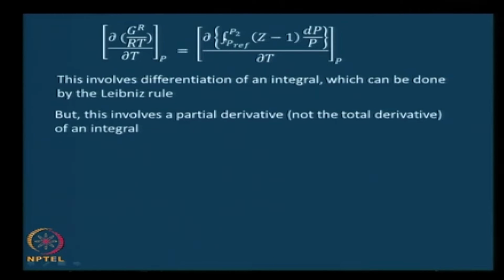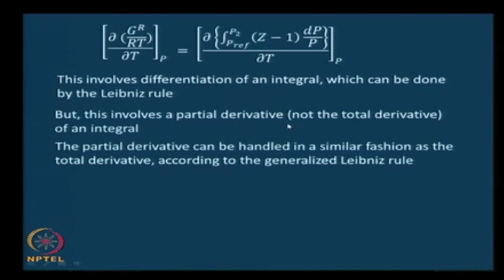If it had been the total derivative, whatever you had learnt from the first year course would have sufficed to do this. You might have forgotten it, you might want to go back and verify how to do a differentiation of an integral, but that does not matter. Here you have a partial derivative, and therefore you need to consider it further, and there is something called a generalized Leibniz rule. You can look through this in probably some specialized books in mathematics.